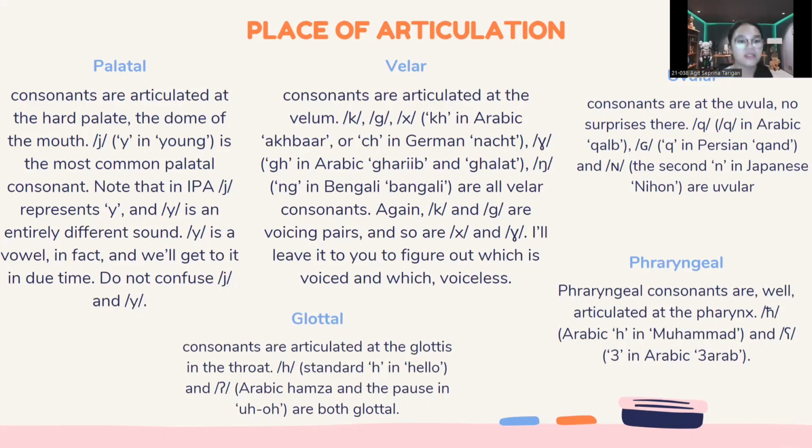Palatal consonants are articulated at the hard palate, the dome of the mouth. You can see the note here. You might read it like the English j, but actually it is a ya sound. For example, like "young." Here, note that in IPA, j like this represents ya. For example, like "young." Next is velar. Consonants are articulated at the velum. Uvular consonants are at the uvula. No surprises there. Glottal consonants are articulated at the glottis in the throat. Pharyngeal consonants are articulated at the pharynx.